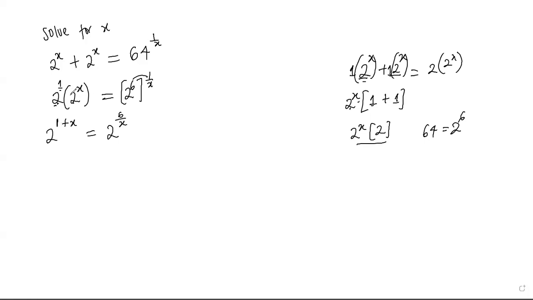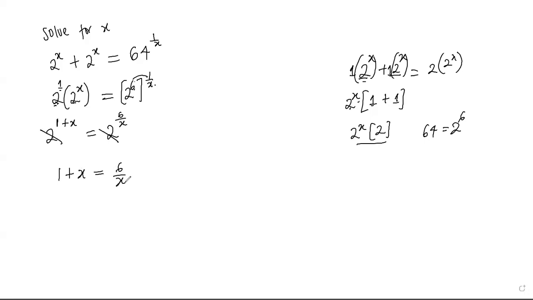This case is different from this case. This case is a power of a power: this is an index, this is an index, we multiply them. 6 times 1 over x will give me 6 over x. But this case has the same base, so we are adding the powers. Once we successfully do that, you see they have the same base, so we cancel out the base and equate the exponents. So we have this 6 over x.